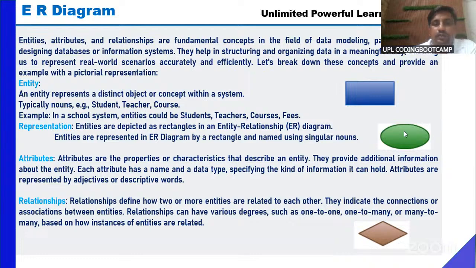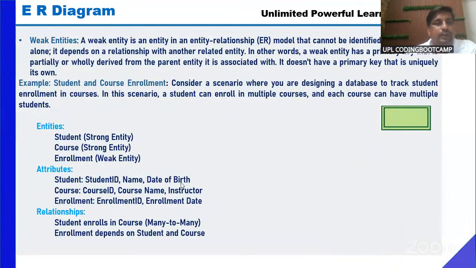For the representation of what we are talking about here, an entity is nothing but an ellipse kind of structure we are going to use. And attributes should be taken in this, like employee number, roll number, these attributes we are talking about. A relationship is in a diamond shape. And weak entities are nothing but if you have a dependency on certain thing, then this is a weak entity.